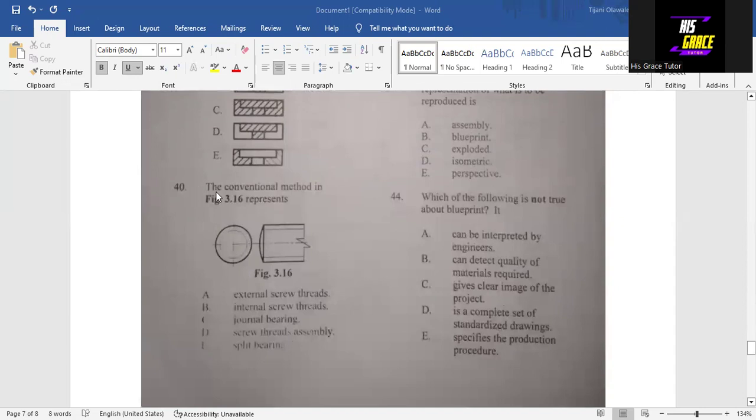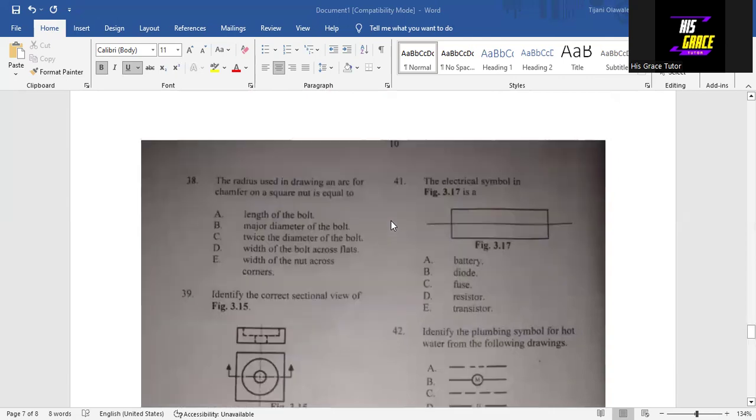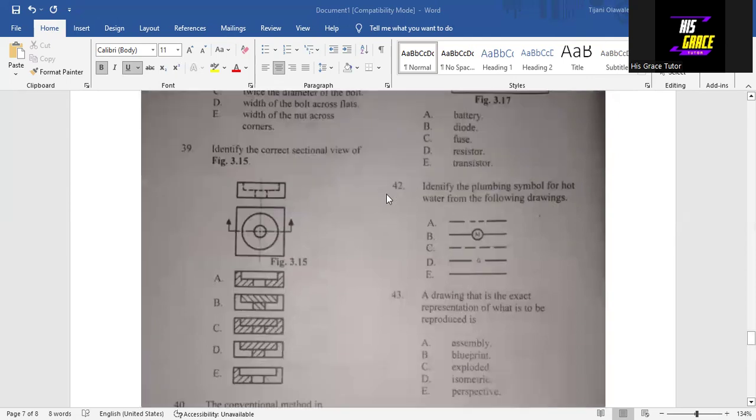Question 40, the conventional method in figure 3.16 represents an external screw threads. It represents an external screw threads. So option A is the answer to that question. Then question 41. The electrical symbol in figure 3.17 is a fuse. Option C is the answer to that question. The question 42. Identify the plumbing symbol for hot water from the following drawings. So the answer to the question is option A.